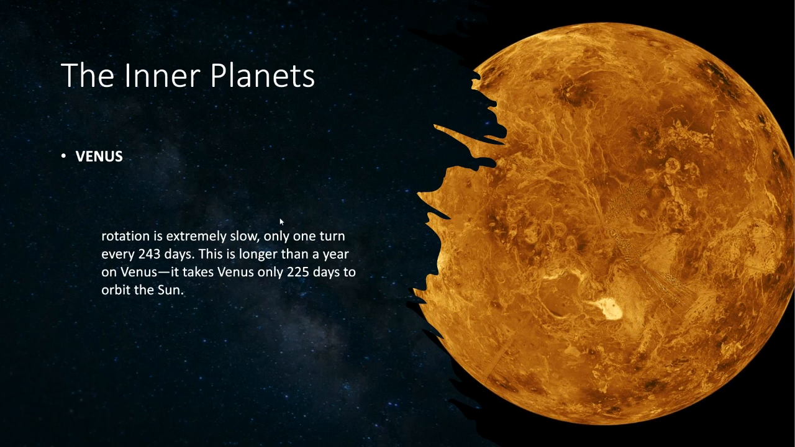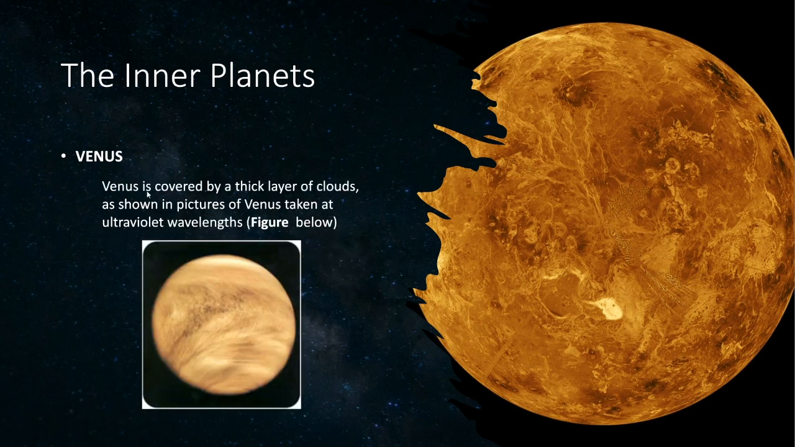Its rotation is extremely slow, only one turn every 243 days. This is longer than a year on Venus. It takes Venus only 225 days to orbit the sun.